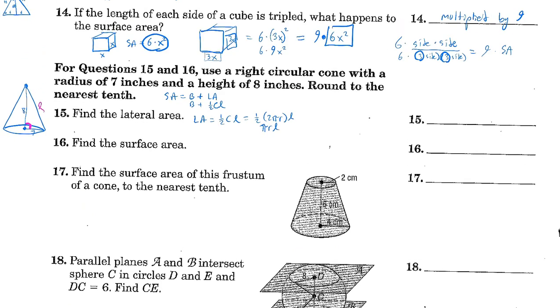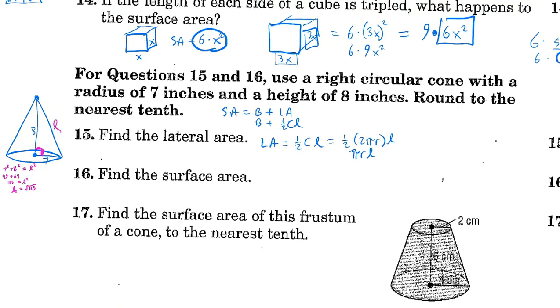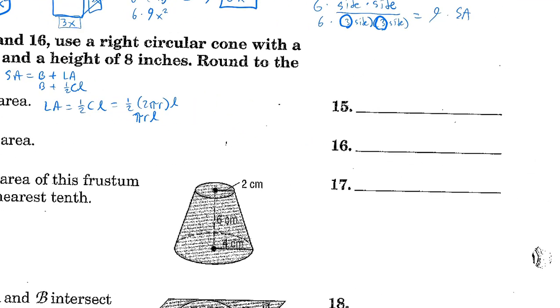So, just zooming in here, we're doing 7 squared plus 8 squared equals L squared. So that's 49 plus 64, that's 113 equals L squared. So L is equal to root 113. Going back over here, we get that the lateral area is, well, the radius was 7, so it's pi r l. There's the pi r, and then the L is root 113.